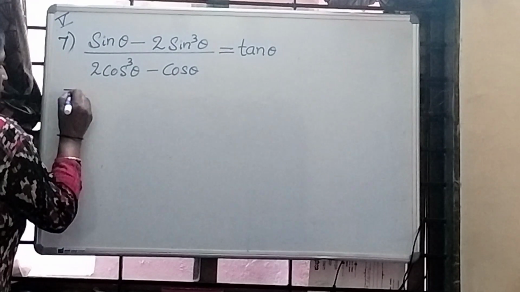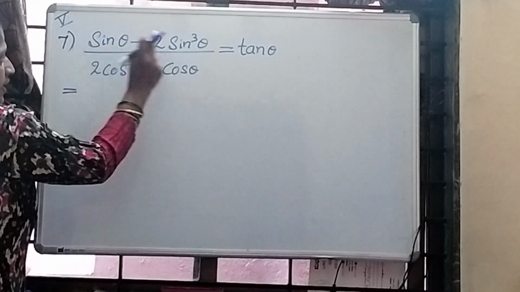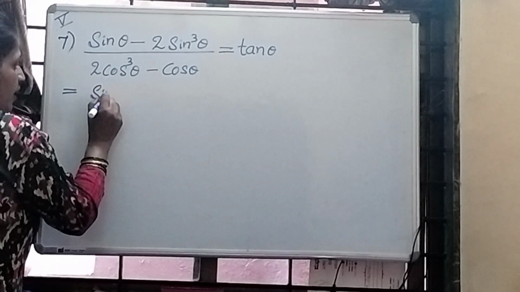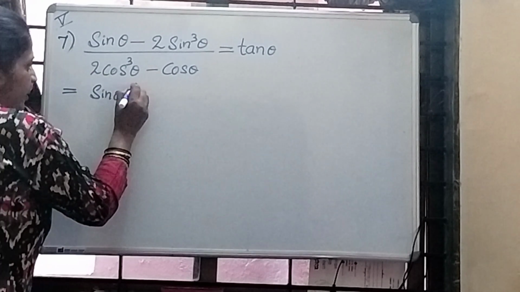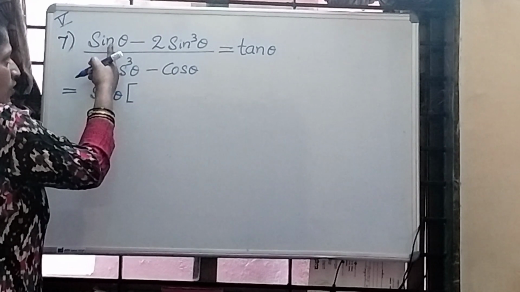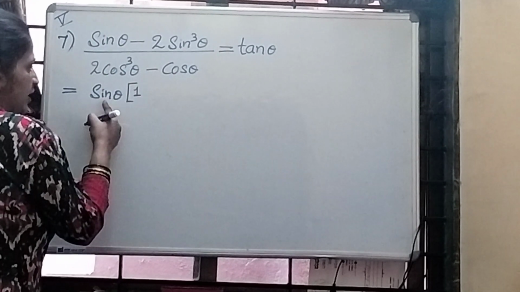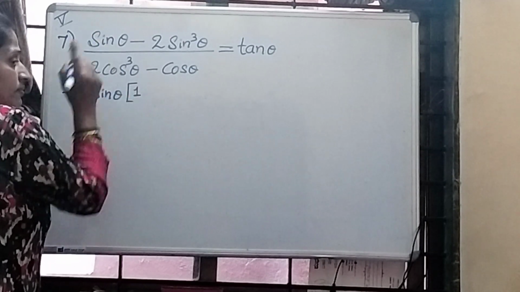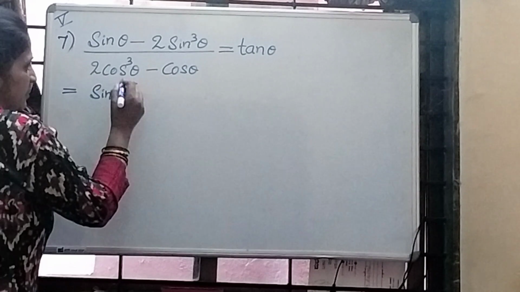So we are going to prove now. See, here is sin theta and here it is sin cube theta. So we can take sin theta common now. If we take sin theta common, here we are left with, don't think that it is 0, it is 1. So sin theta into 1 is sin theta. If you take 0, it becomes 0. So don't make that mistake.